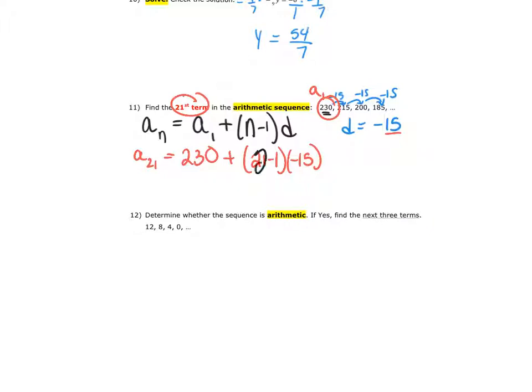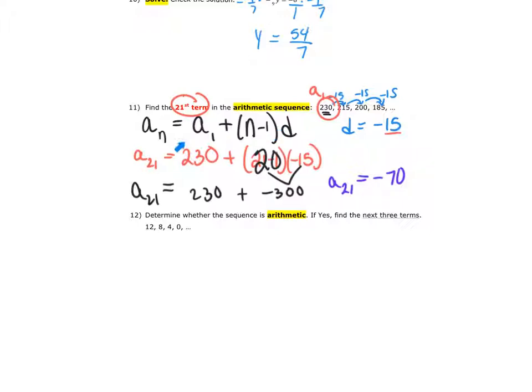And then it's just a quick little punch in the calculator. 20 times negative 15 is negative 300. And we're going to add that to 230. And we're going to get that the 21st term in this specific series is going to be negative 70. And it makes sense that you're subtracting 15 20 times. That means you're going to subtract 300 from the original first term, which is 230. So this is the formula you would use. A1 means your first term. N is how many terms you want. And D is the common difference.